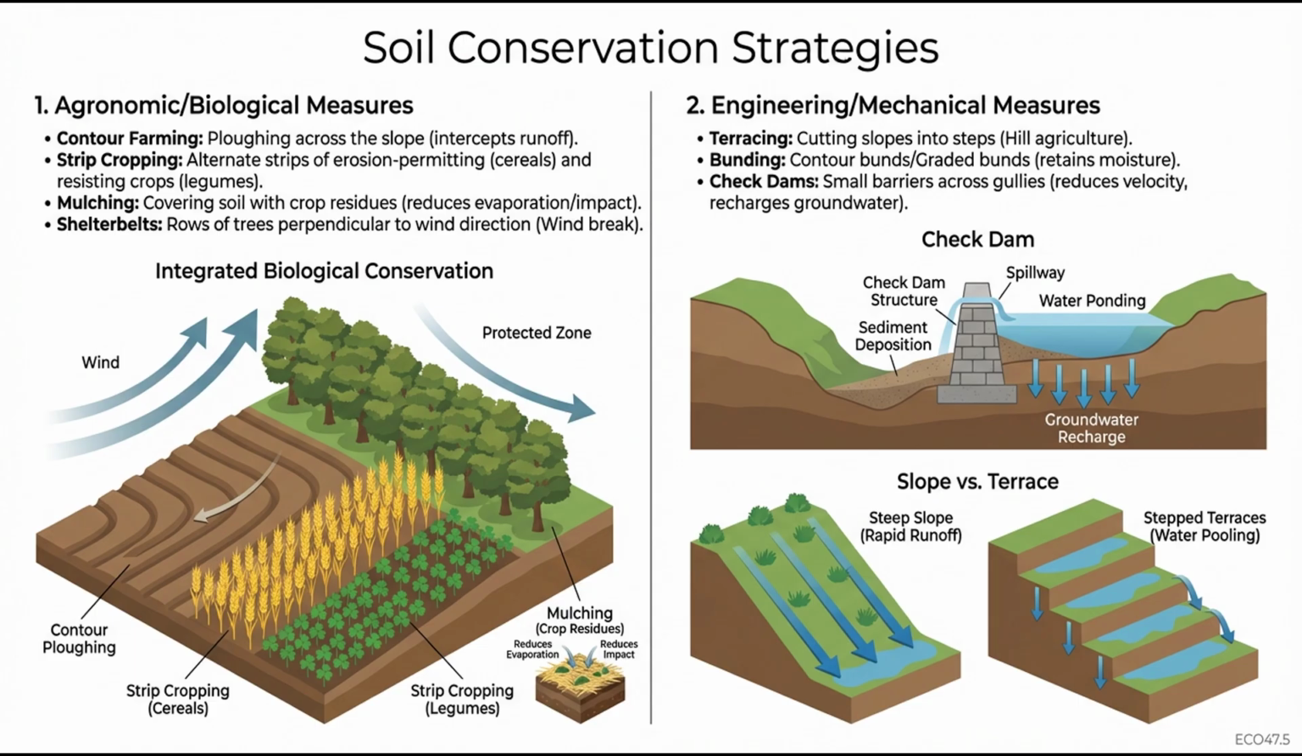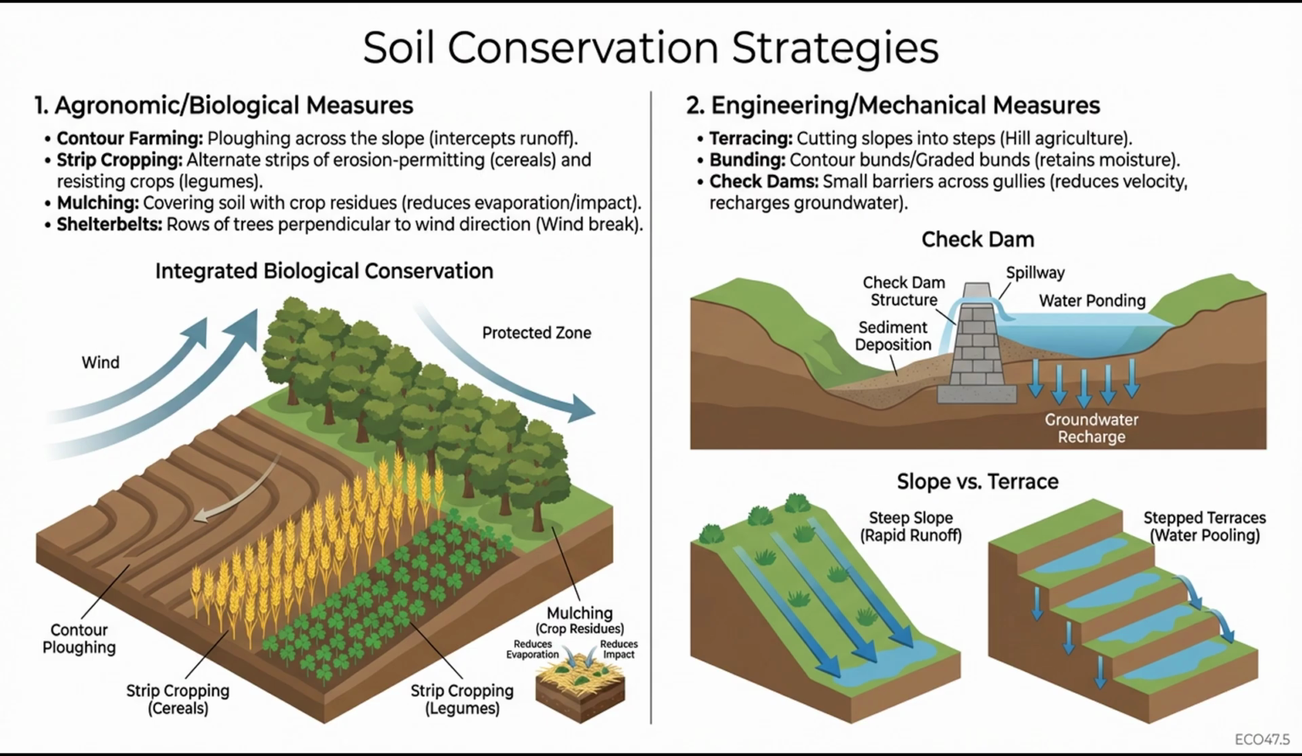It depicts contour farming, where plowing is done across the slope rather than up and down. Each furrow acts as a mini dam, intercepting runoff water. Another effective biological technique is strip cropping. Here, we alternate strips of erosion-permitting crops like cereals, which have narrow leaves, with erosion-resisting crops like legumes, which have dense foliage. The legumes act as a buffer, trapping soil that washes away from the cereal strips.